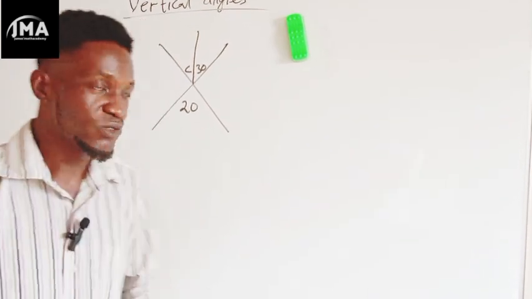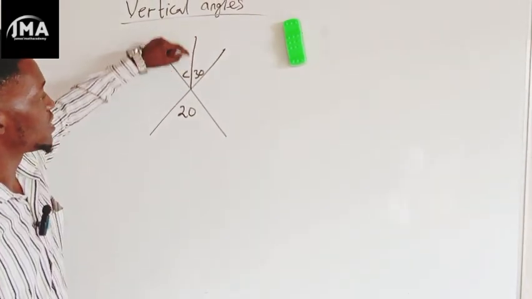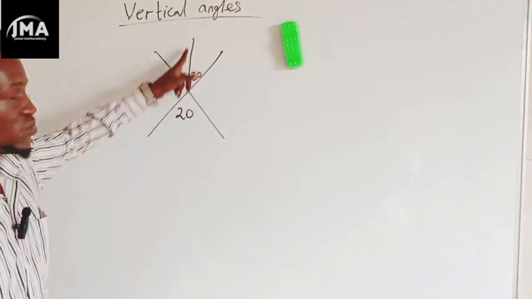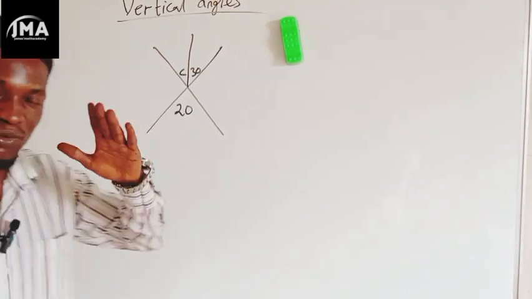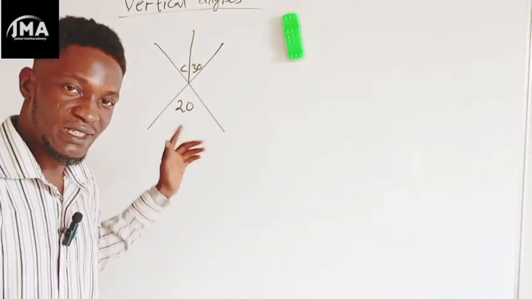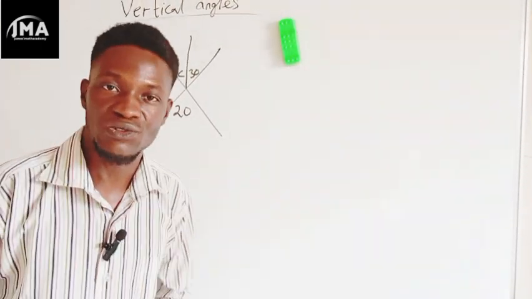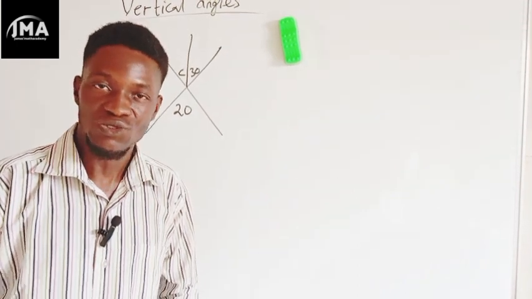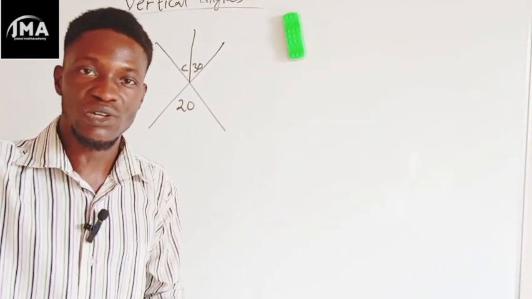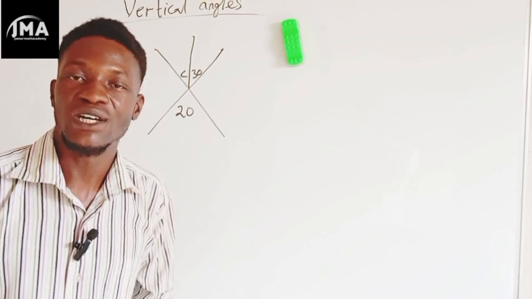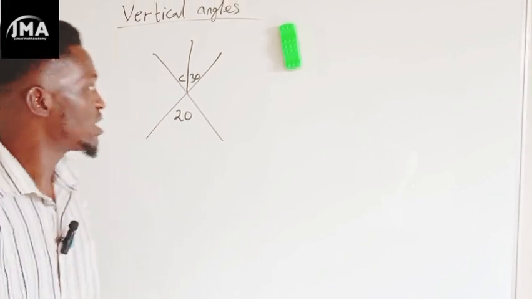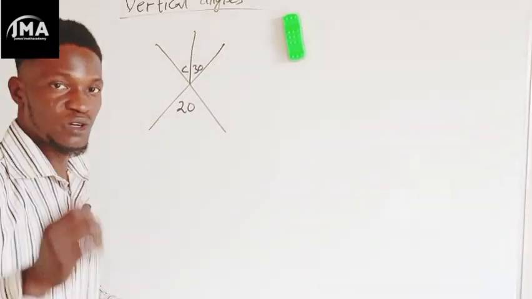In vertical opposite angles, no line must divide the angles. Okay, you only want one angle at the opposite side and one angle at the other side. A particular angle cannot be equal to two or more angles in vertical opposite angles. So let's dive into the practical aspect of vertical opposite angles.